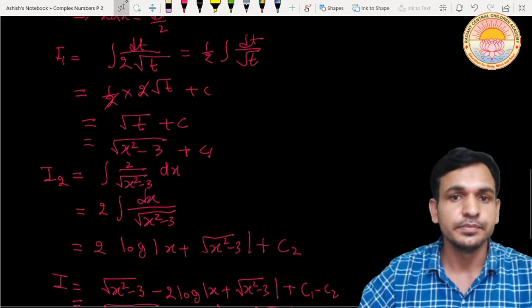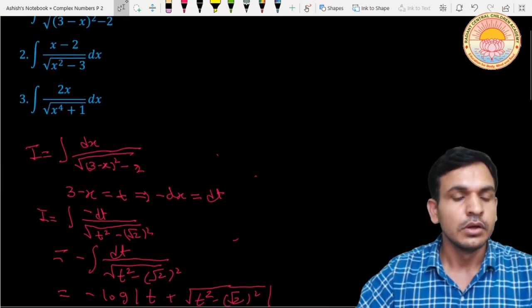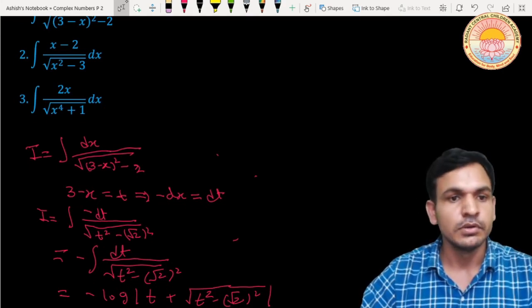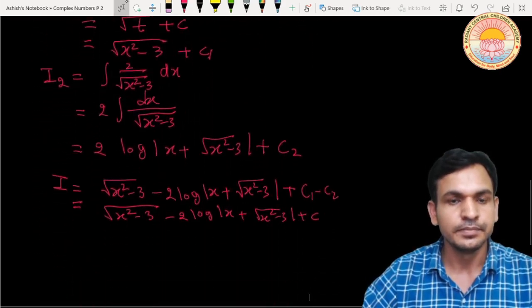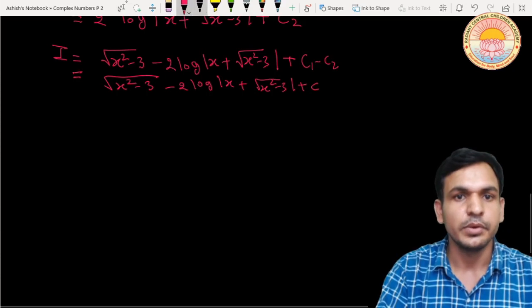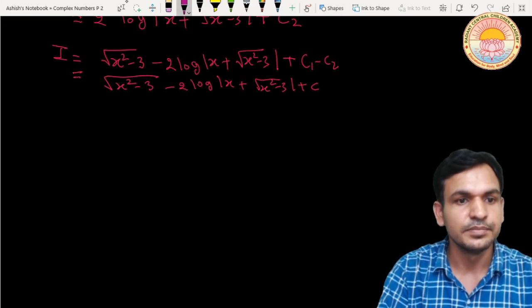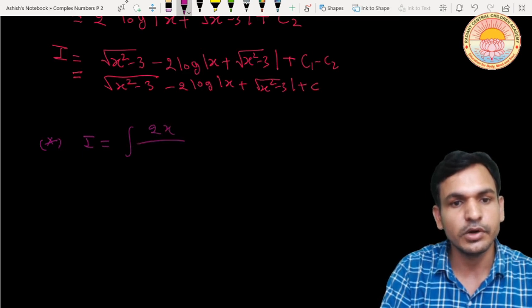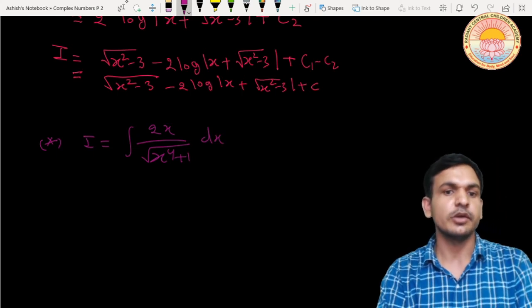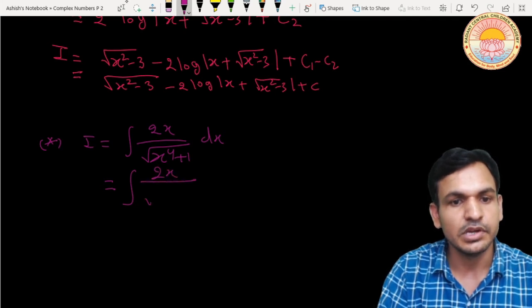The last question is integral of 2x upon square root of x raised to the power 4 plus 1 dx. Now to solve the last problem, we have to make some substitution to change this integral into the standard integral. I is equal to integral of 2x upon square root of x raised to the power 4 plus 1 dx. Now this cannot be integrated directly.